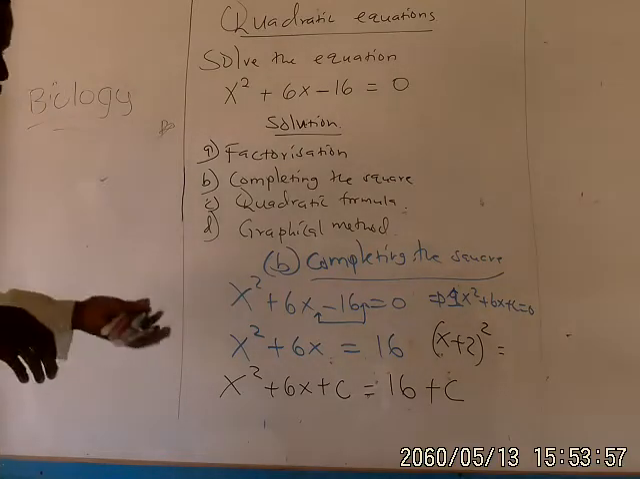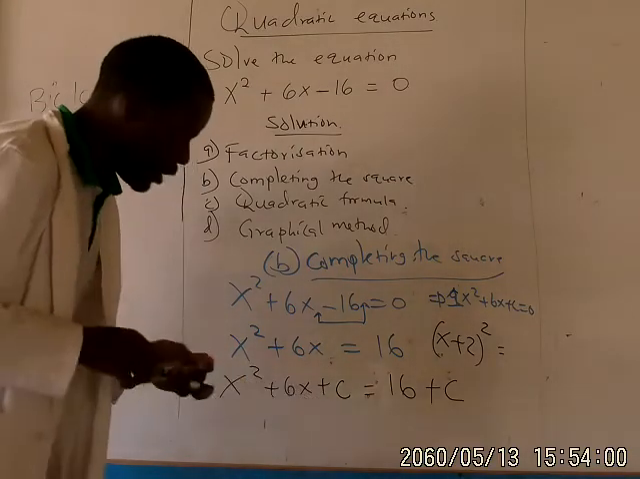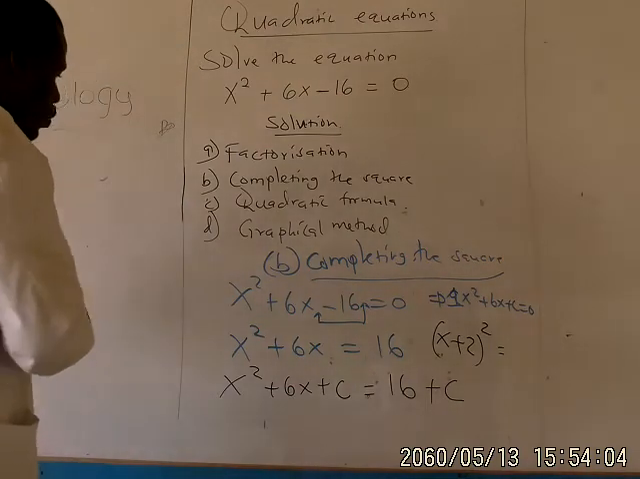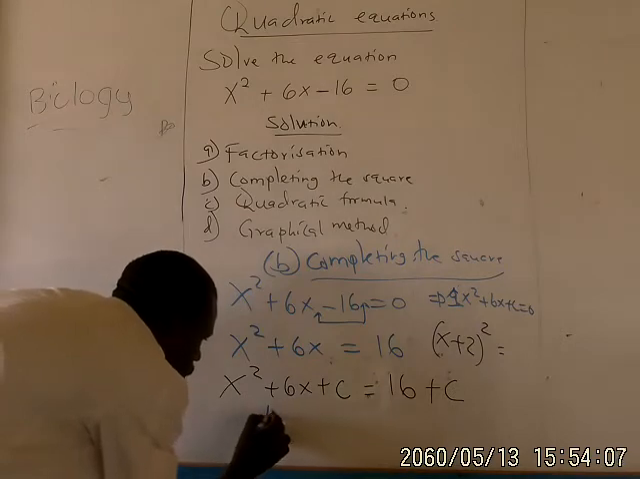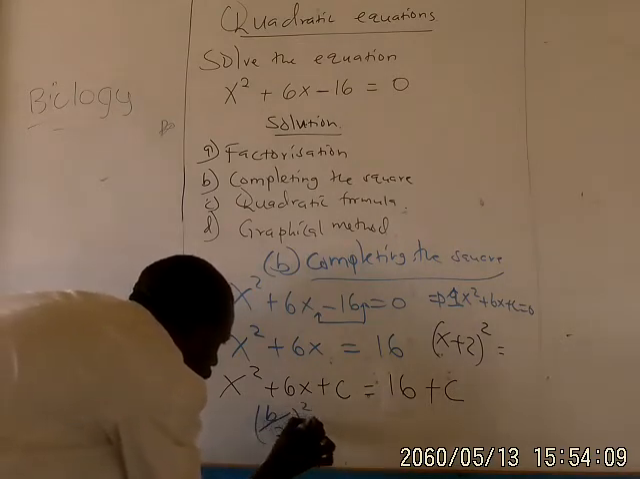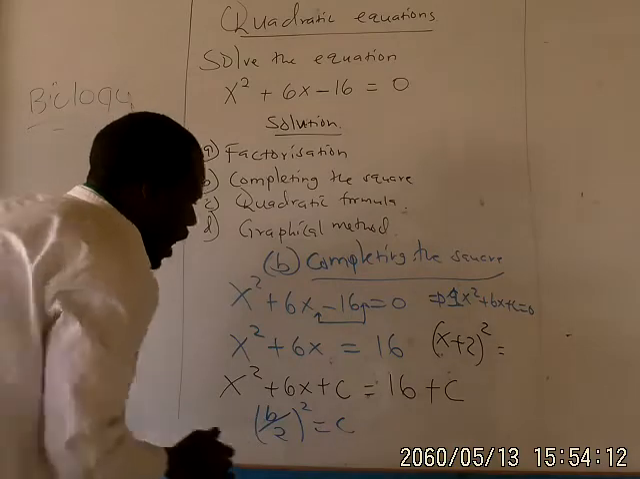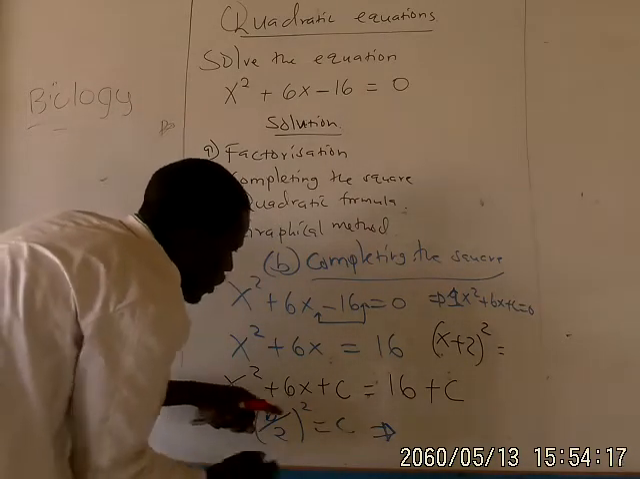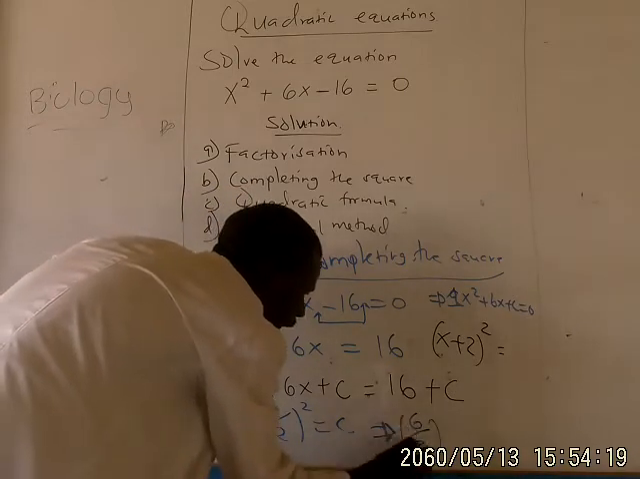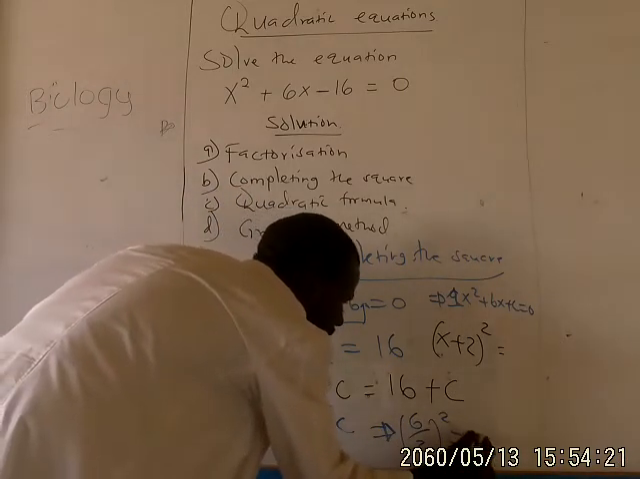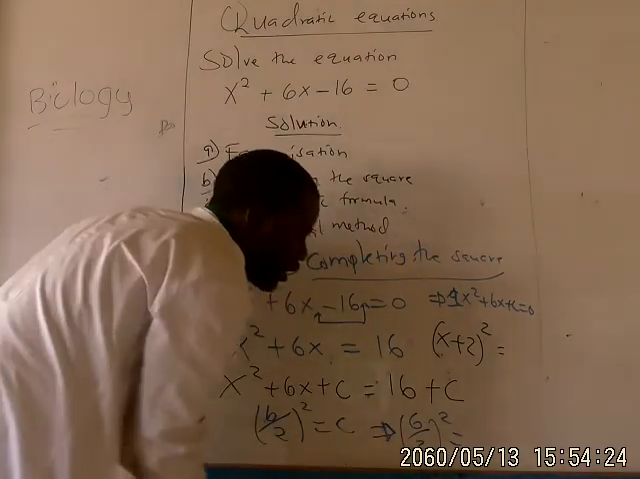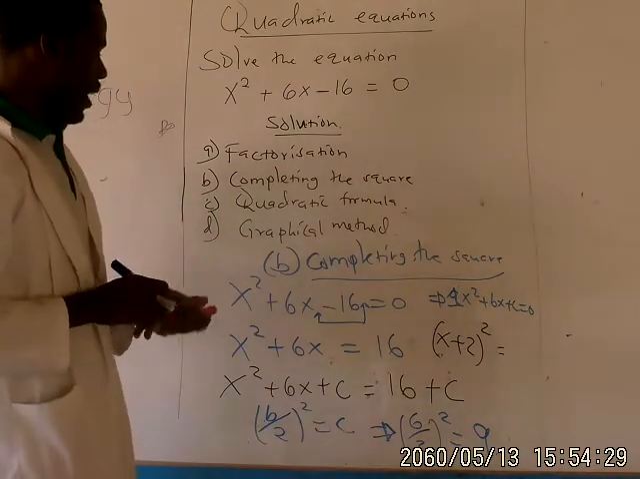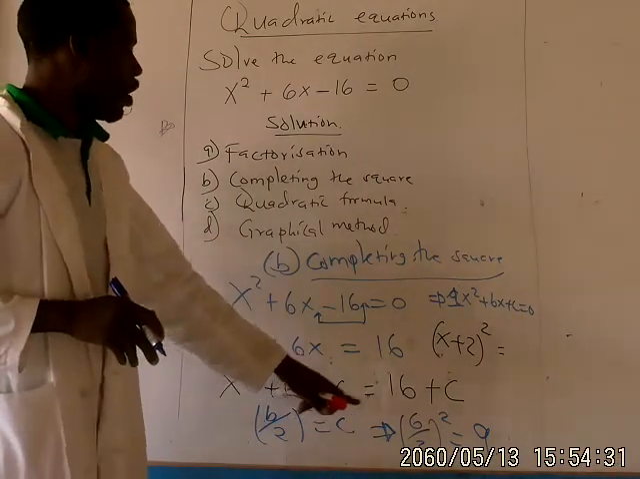Now the next question is, how do I find the value of c? To find the value of c we use what we call the perfect square method, which says that b over 2 squared equals c. For our case here, b is 6, so 6 over 2, then I square. I will get 6 divided by 2 is 3, 3 squared is 9. When I got 9, I substitute c with 9.